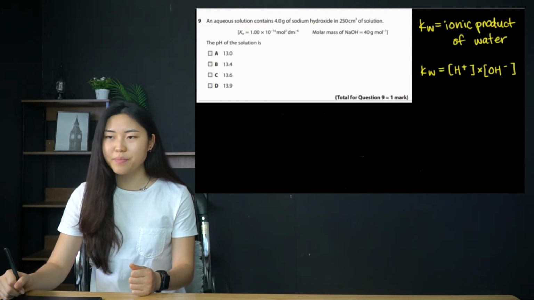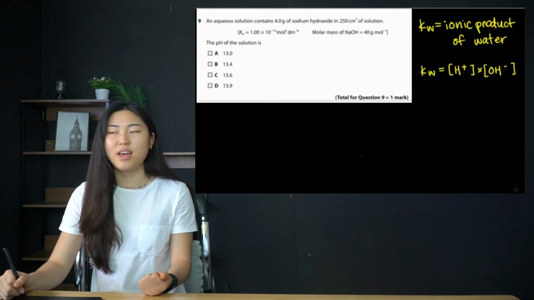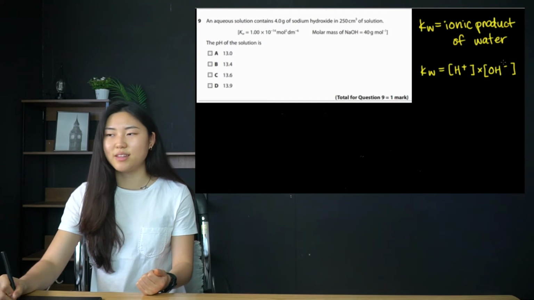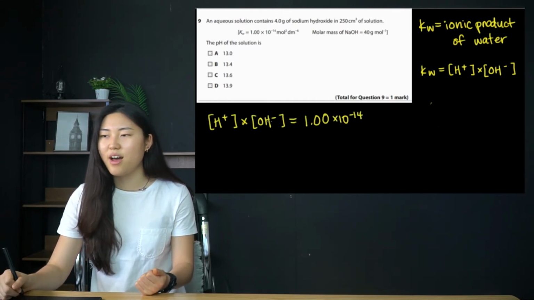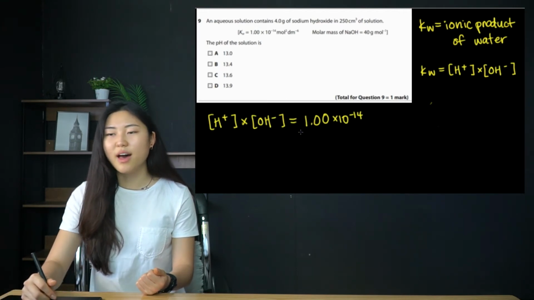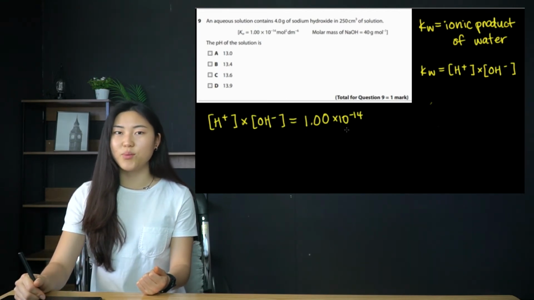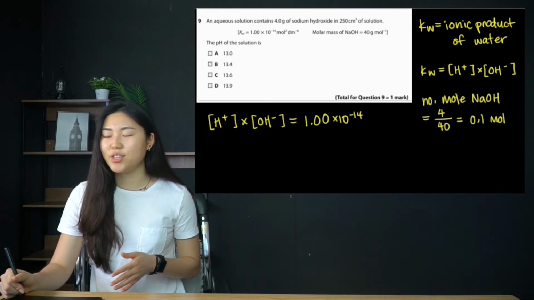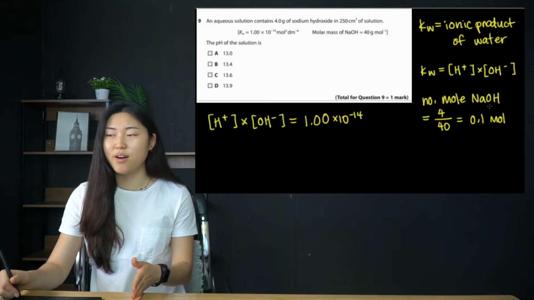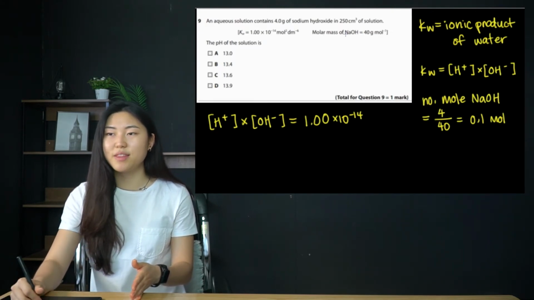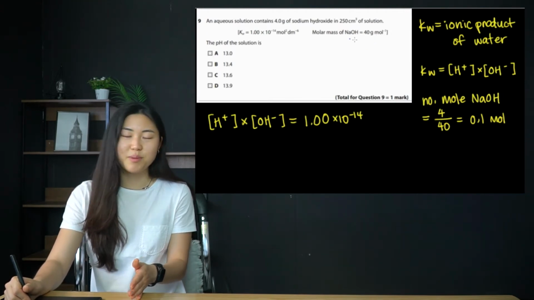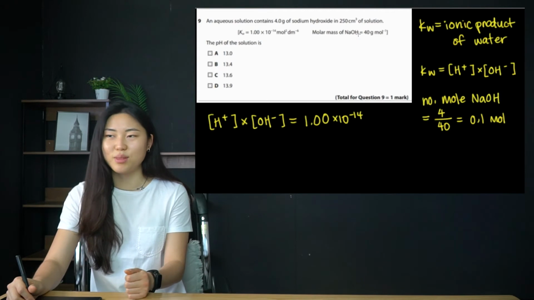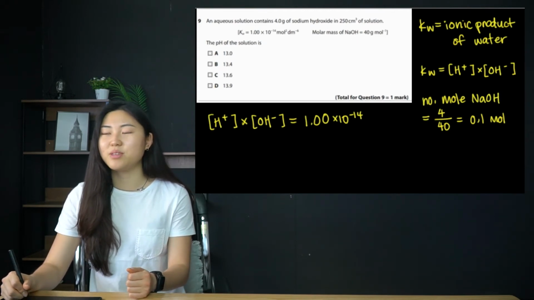So first of all, they gave us Kw, which is the ionic product of water, and it's basically the concentration of H plus times the concentration of hydroxide ions. If you do that, it has to end up with 1 times 10 to the minus 14. You know the number of moles of NaOH because you're given the mass and the molar mass, which you don't have to be given, you can just calculate it, right? Because 23 plus 16 plus 1 gives you 40.